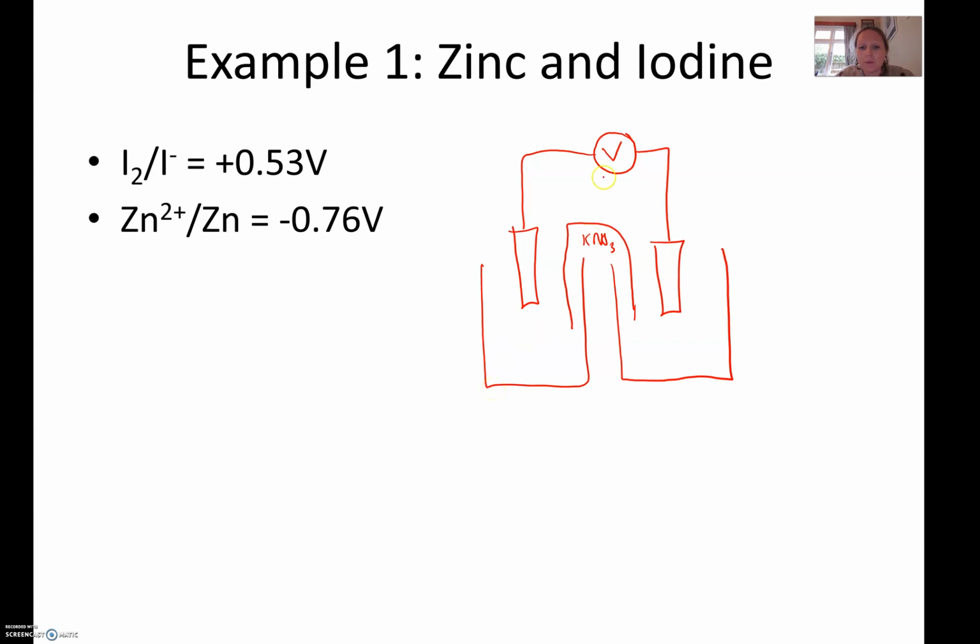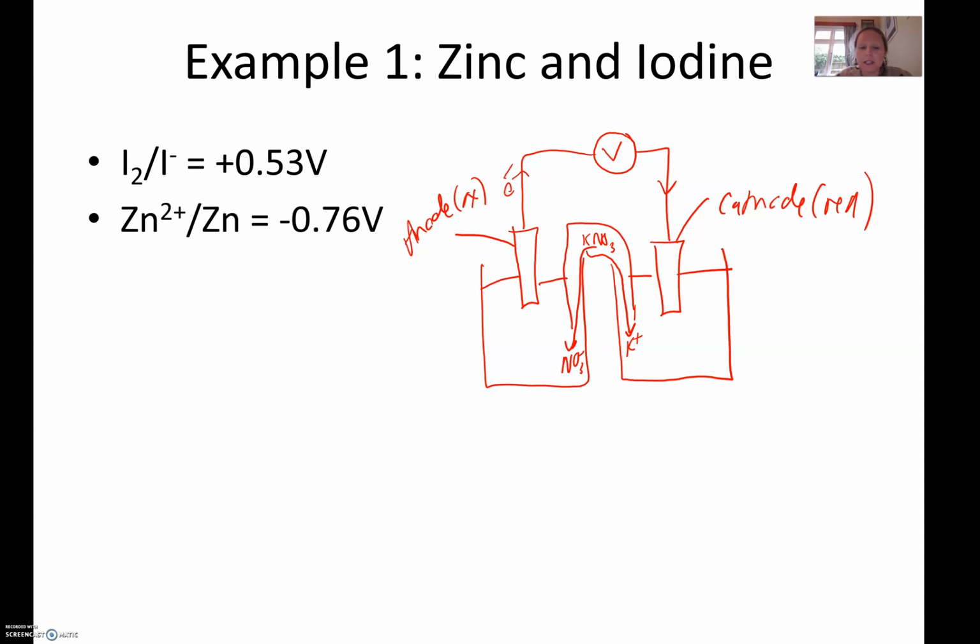The rule with the salt bridge is that cations go towards the cathode, so your K plus will go this way, and your anions will go towards the anode. So always label your anode on the left and put that anode as the site of oxidation. That's something that stays the same in both types of cells, and your cathode is the site of reduction. Electrons flow from the anode to the cathode. So that is the template for all galvanic cells.